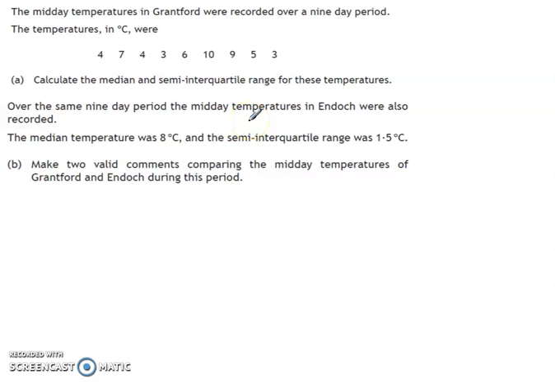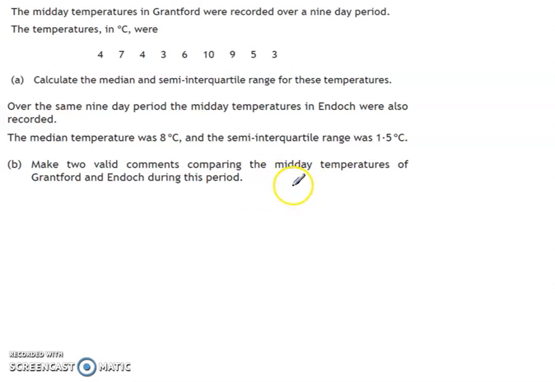So the question we're going to look at here involves a bit of statistical work that would come up in National 5 that involves medians, semi-interquartile range, quartiles, and they could lead into box plots if we wanted to, but in this case we don't have to worry about it. So the first part of the question says calculate the median and semi-interquartile range for the temperatures above here. They then give you a second set of data and they want a comparison made between the two of them.